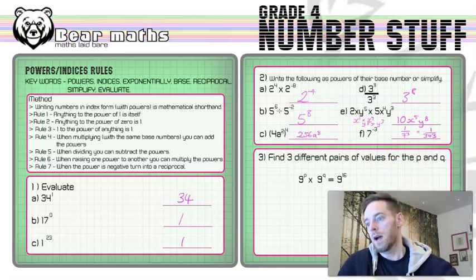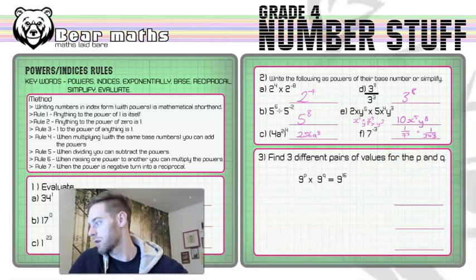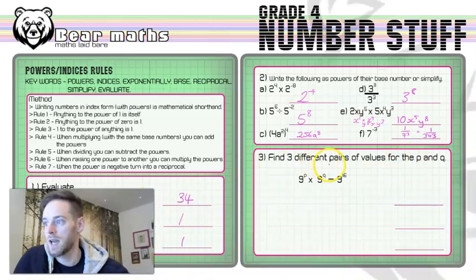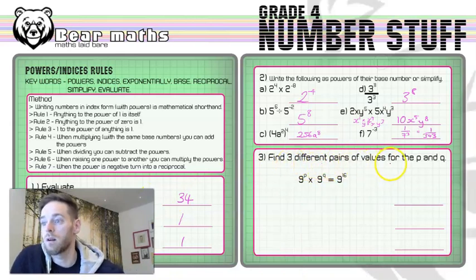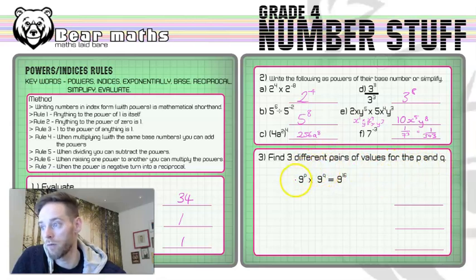Okay, now in the last bit, I'm trying to keep the video as short as I can, but find 3 different pairs of values for P and Q. Now P and Q are the powers of 9 here, and we end up with 9 to the power of 16. So this is just us being able to understand rule number 4.